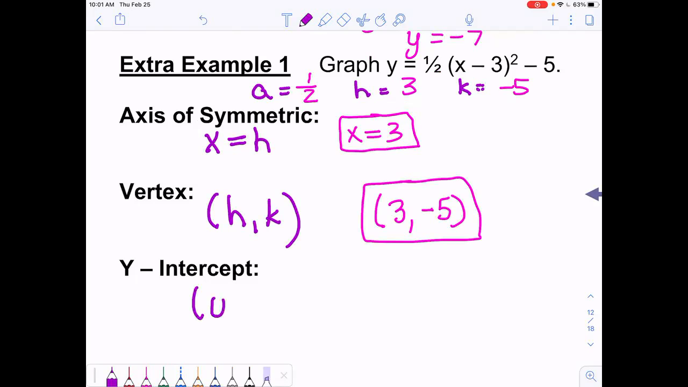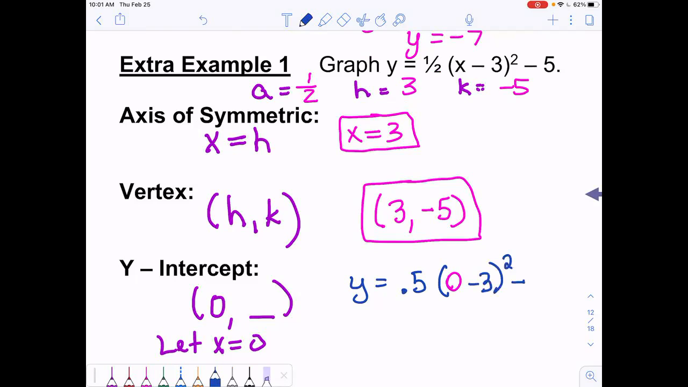The y-intercept is the one where we have to do work. So we have to let x equal 0, and we're going to have to plug it in. So this is the part of the problem where we have to do a little work. So our equation says 1/2. If you'd rather write 1/2 as 0.5, feel free to do so. We can change that to 0.5. X is 0. That's the most important part for finding a y-intercept. X is 0. And then it says minus 3 squared minus 5.